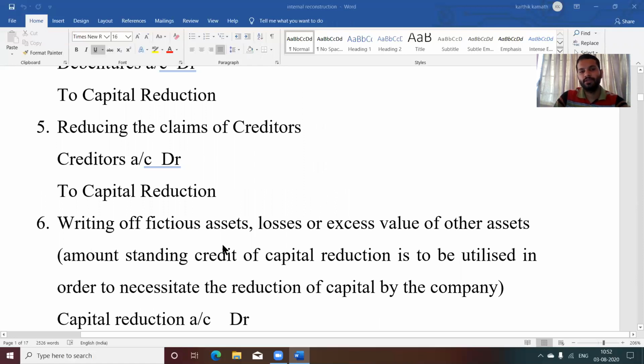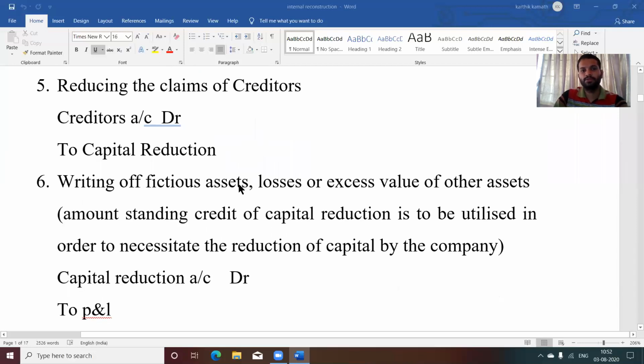Now, after doing all this, settling the claims of equity shareholders, preference shareholders, creditors, and debenture holders, you are going to set off certain losses and fixed assets. So how to do that? Writing off fictitious assets and losses against excess value of other assets. First you should calculate the amount available in capital reduction account. That is nothing but the credit side capital reduction account balance.